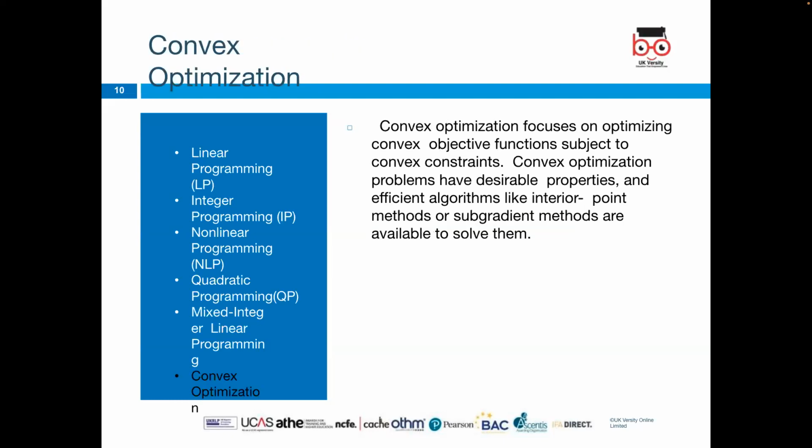What is convex optimization? This focuses on optimizing convex objective functions subject to convex constraints. Convex optimization problems have desirable properties, and efficient algorithms like interior point methods or subgradient methods are available to solve them.